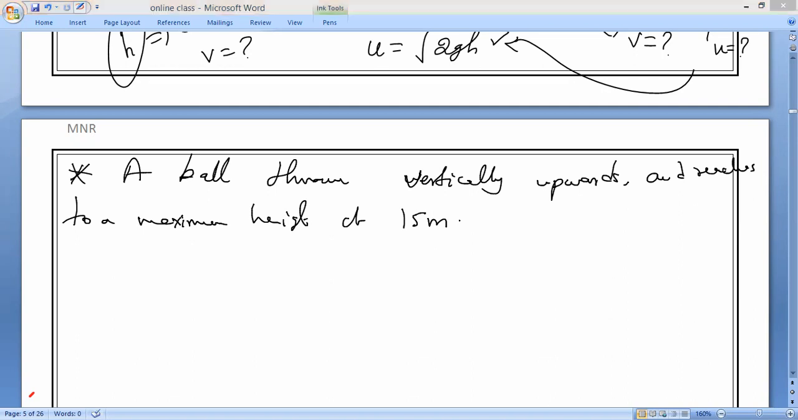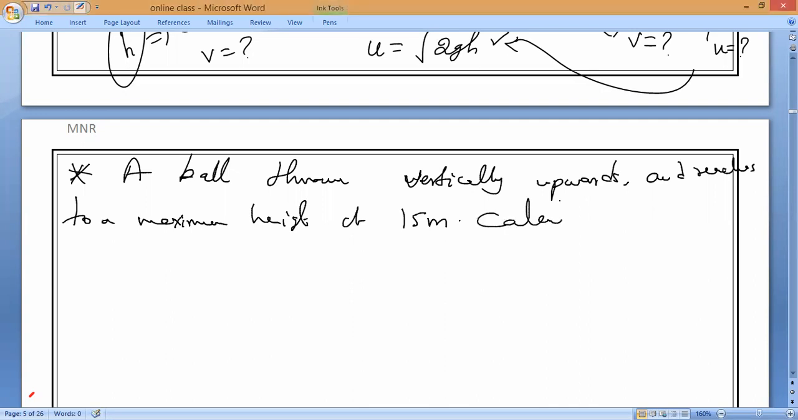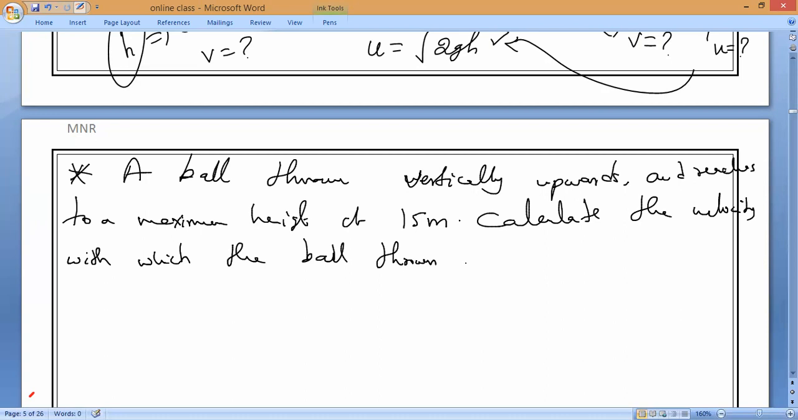Calculate the velocity with which the ball was thrown upward. Is everyone done?